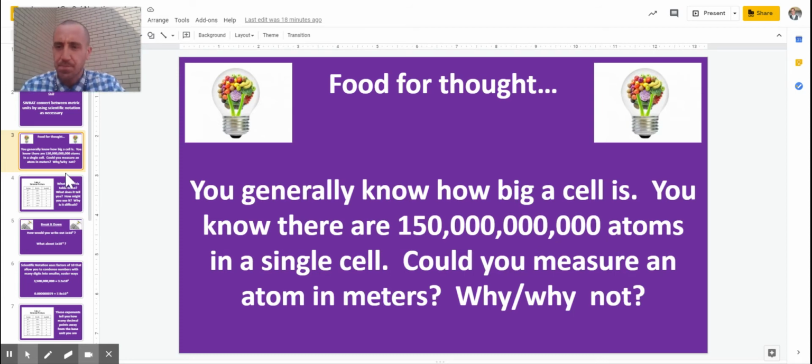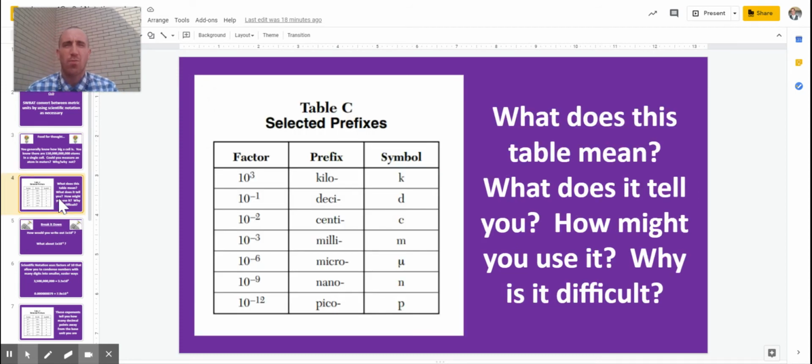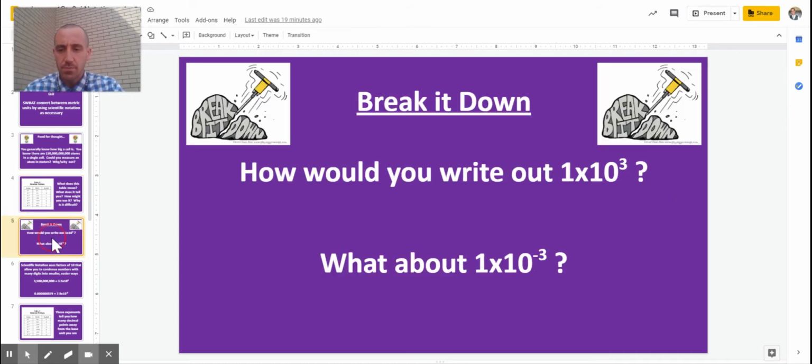So what we have in our reference table, on table C, the front page of our reference table, you see this, and it talks about some of the metric prefixes that you'll need to use for this class. So take a minute. What does this table mean? What information does it tell you? How might you use it? Why might it be tricky or difficult to use?